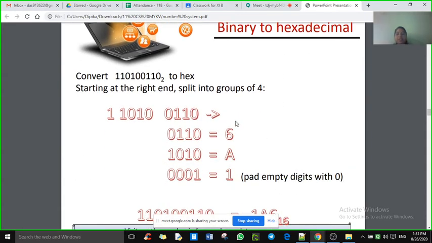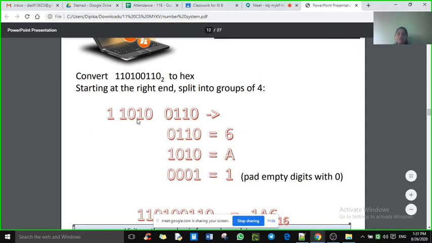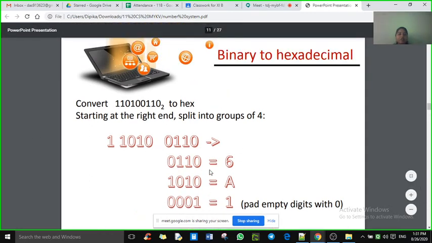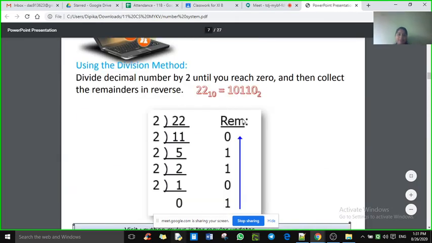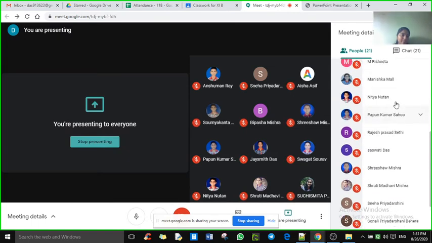Now we'll see how you convert binary to hexadecimal. First, I want to check your understanding.